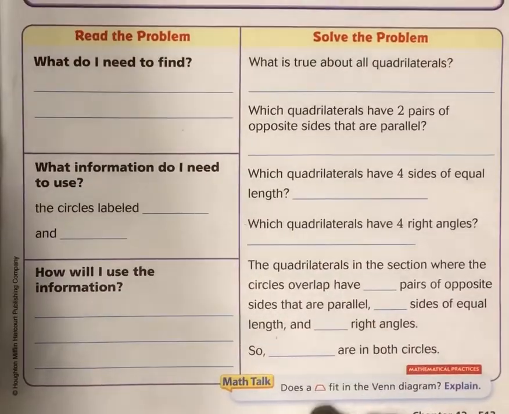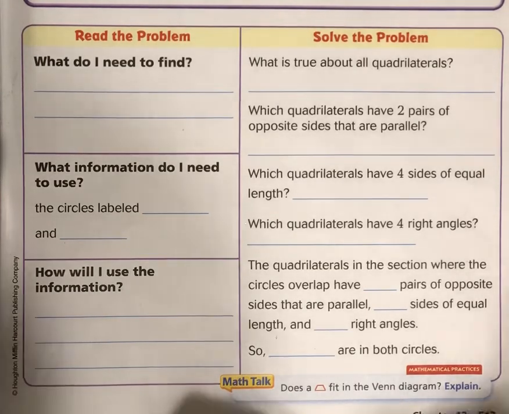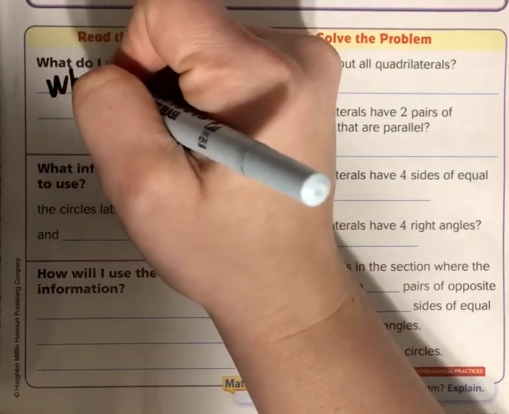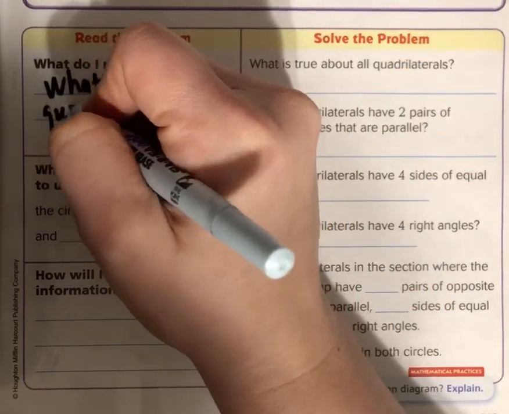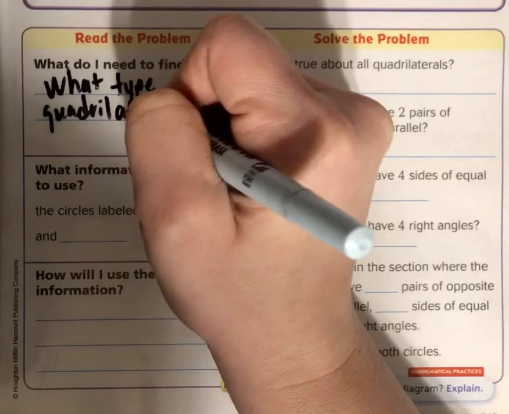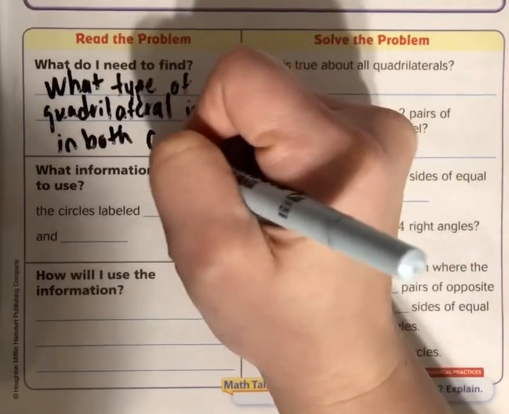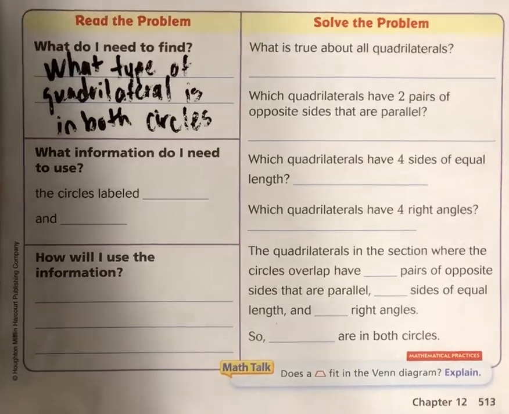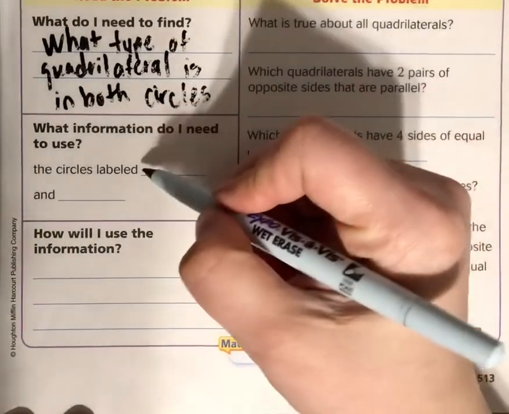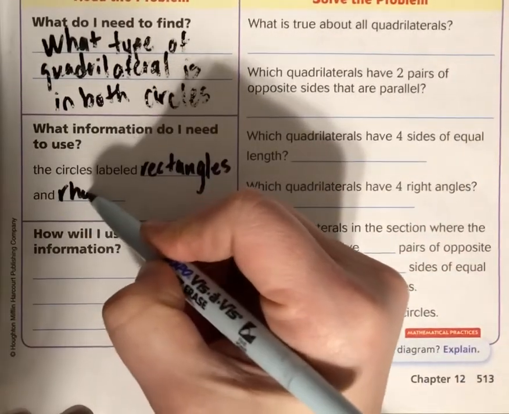What do I need to find? What type of quadrilateral is in both circles? What information do I need to use? The circles labeled rectangles and rhombuses.